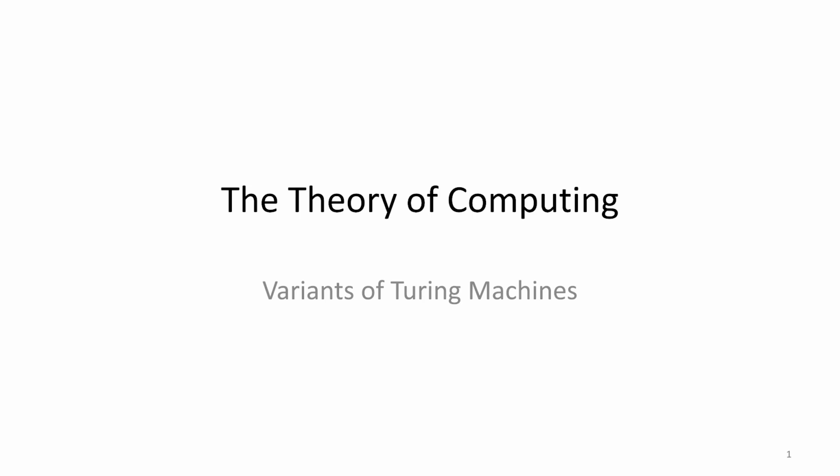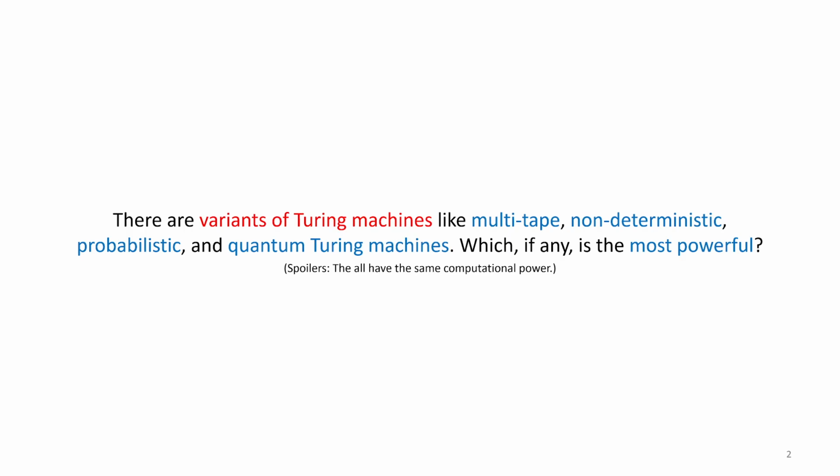All right, welcome. In this video, I want to talk about a couple different variants of Turing machines. There are many different variants of Turing machines. Here are just a couple that we might talk about in this video: multi-tape Turing machines, non-deterministic Turing machines relative to deterministic ones that are our standard version, probabilistic Turing machines, or even quantum Turing machines, which are another kind of Turing machine that have been discussed.